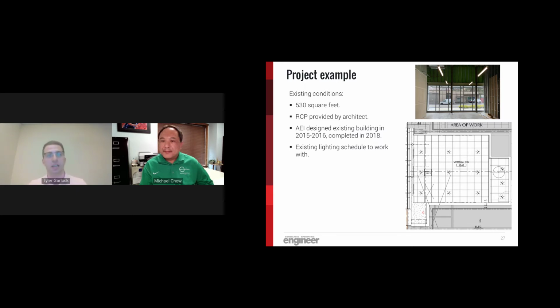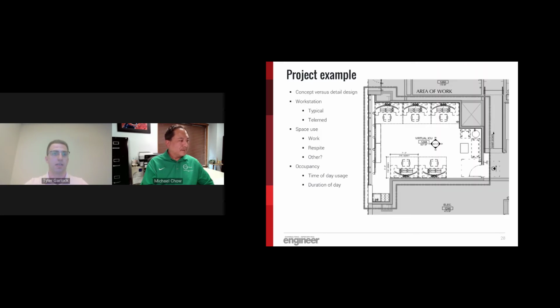The lighting that was originally provided by the architect and the RCP, as you can see here, were can lights, and they were spaced roughly 10 feet on center in one direction and 6 feet on center in the other direction.